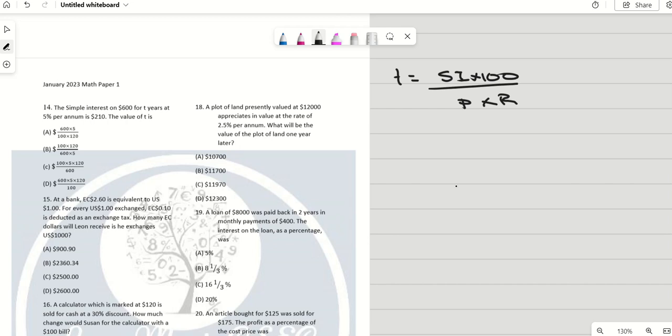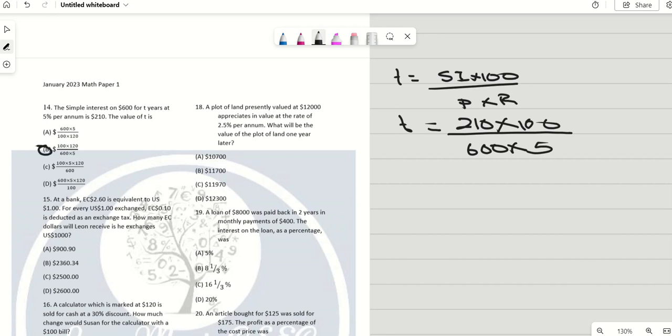Let's look at this. The simple interest on 600, that means the principal is 600, right? So T is equal to something multiplied by 100, over the principal, which is 600, multiplied by rate, which is 5, right? So they're telling you simple interest is 210. So it would be 210 multiplied by 100 all over 600 multiplied by 5, which is B.